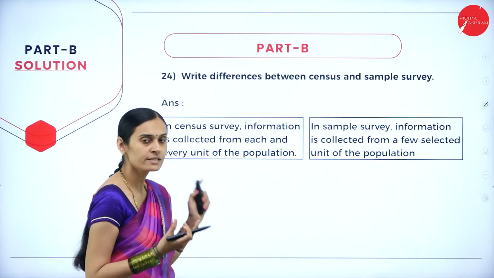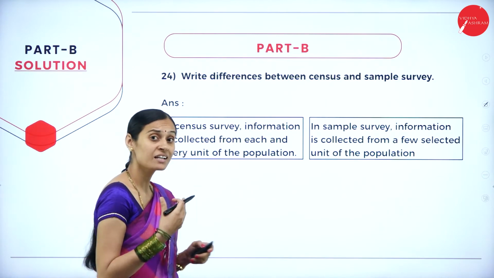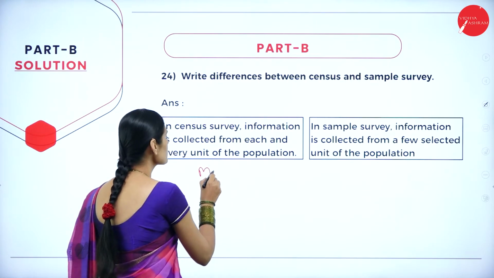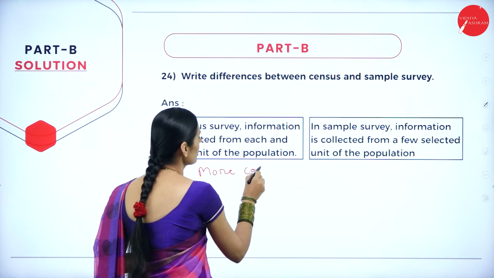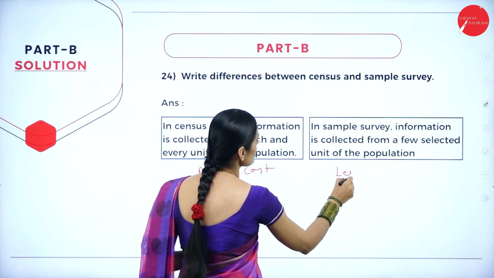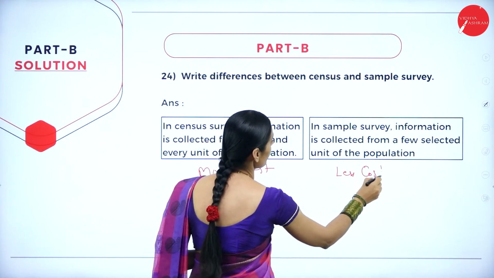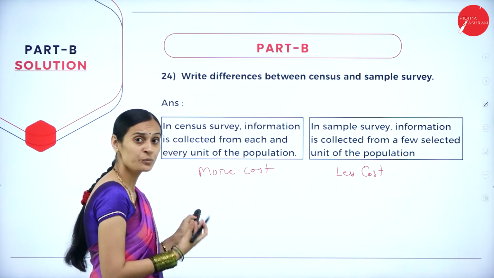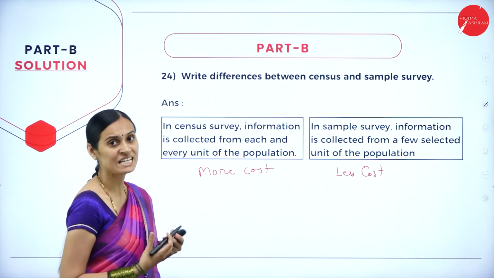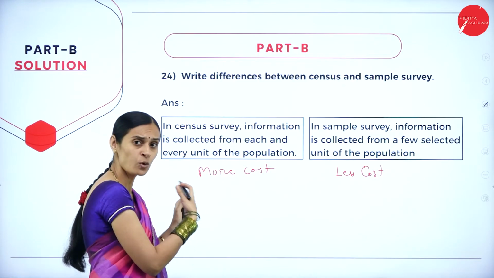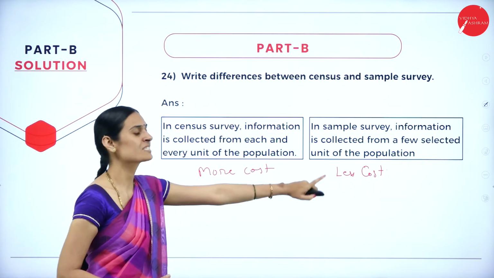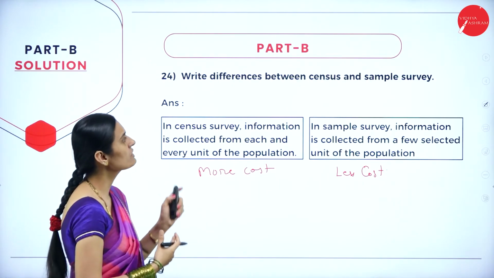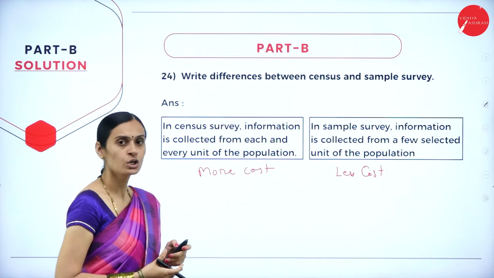So the meaning of census and sample survey is one difference, and another difference you can write here: census is more cost and sample survey is less cost. Census requires more enumerators, while sample survey requires very few enumerators. Census takes more time to conduct the survey, and sample survey takes very little time. So there are many differences between census and sample survey. You can write 2 differences.